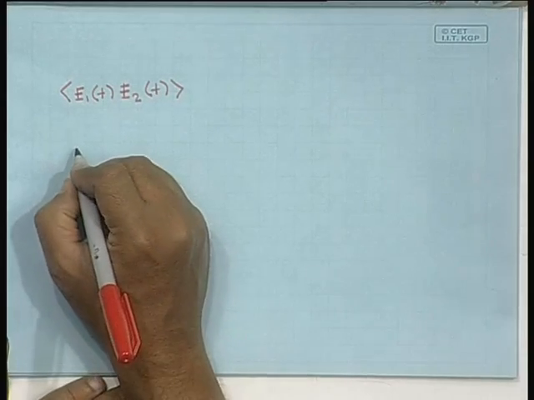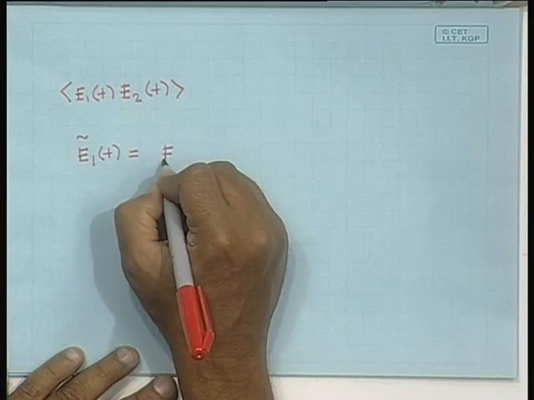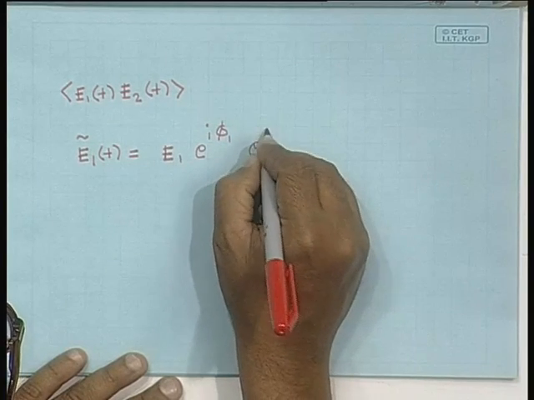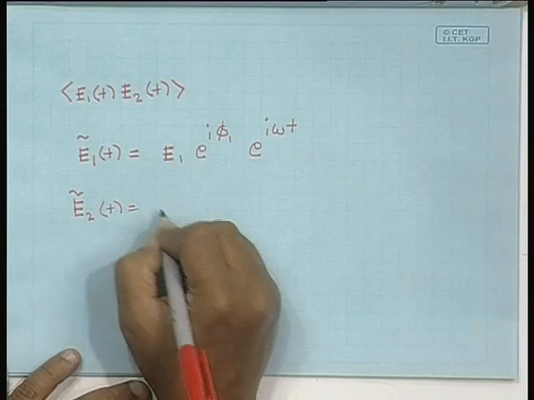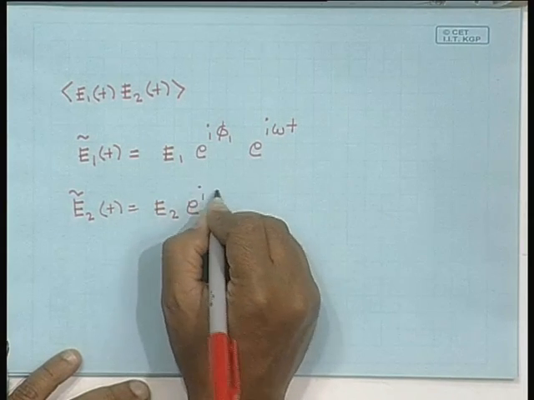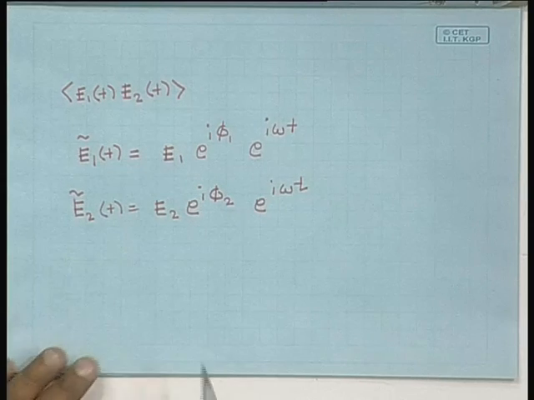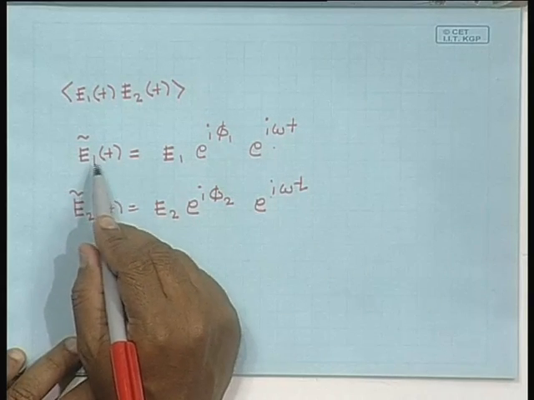We had assumed that E1(t) in the complex notation could be written as a real amplitude, a phase phi 1, into e to the power i omega t. E2 could be written as E2 e to the power i phi 2 e to the power i omega t. So, there was an assumption that both E1 and E2 have exactly the same frequency, only one frequency. Both the waves that we are superposing are sinusoidal oscillations of a single frequency, and these two frequencies are exactly the same.